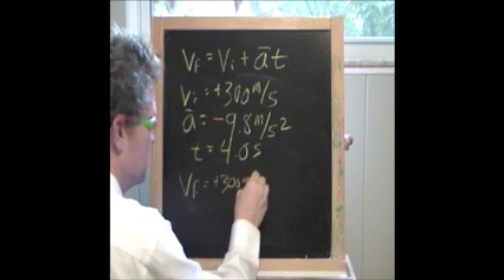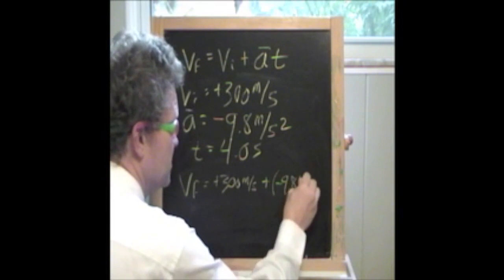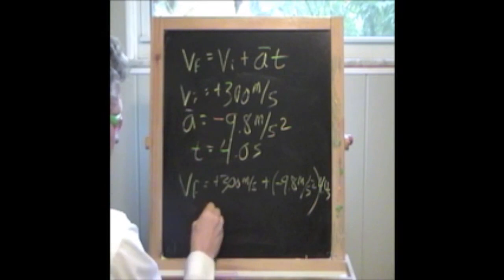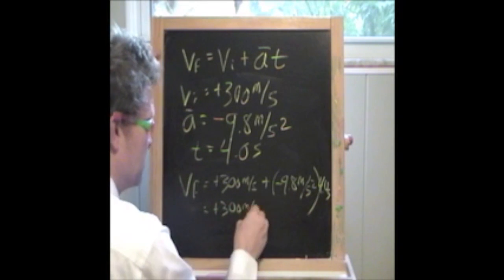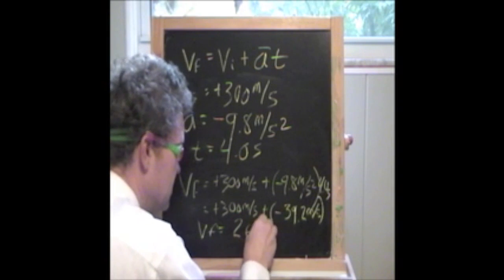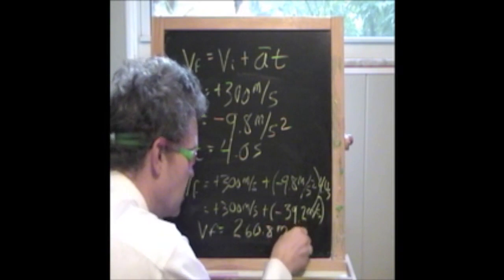300 meters per second plus minus 9.8 meters per second squared times 4. So it equals plus 300 meters per second plus minus 39.2, which gives 260.8 meters per second.